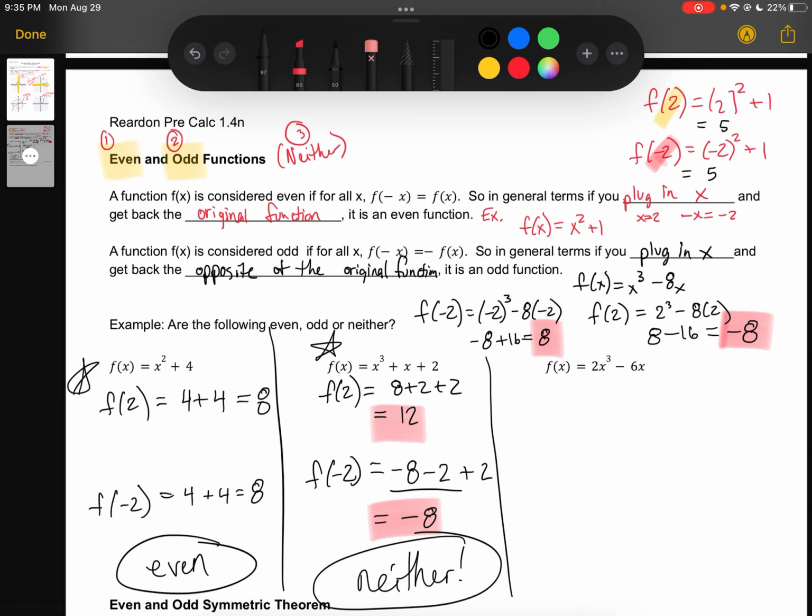So not even, not odd. We don't have matching numbers. Nothing we can do about that one. Move on with our lives. All right, last example time here. I'll start this one again.